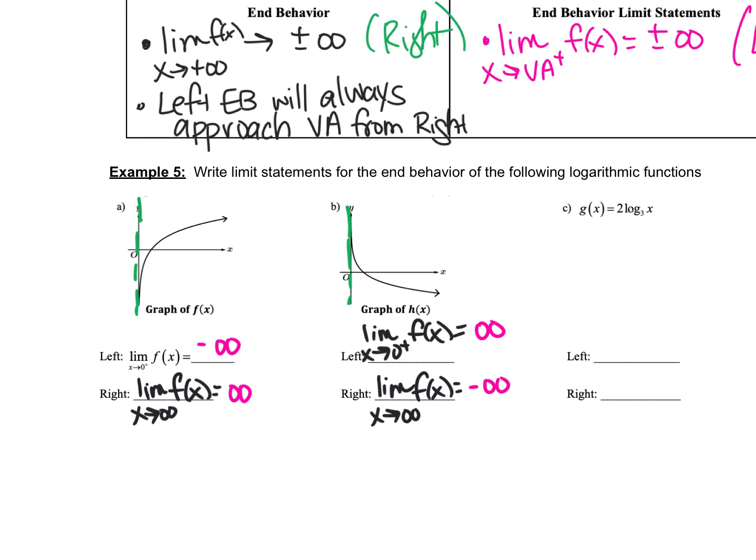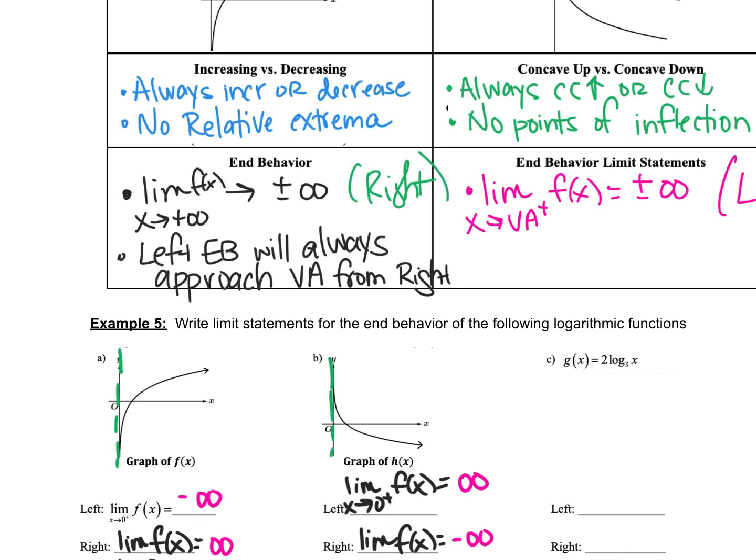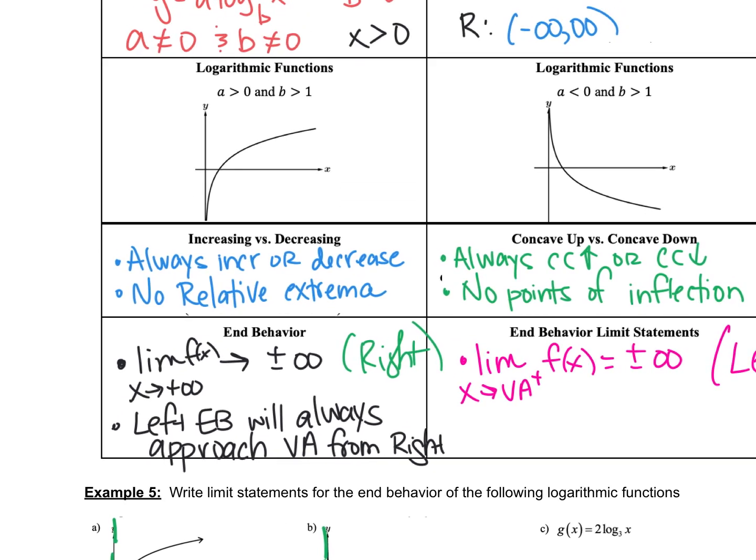All right, so now let's look at the last one, okay? They didn't give me a picture, all right? But I've got 2 times log base 3 of x. So this is where we got to kind of think about which one of these pictures this is going to be, okay? I have a positive number in the front and 3 there is greater than 1. This is where those pictures right there in the middle of that chart.